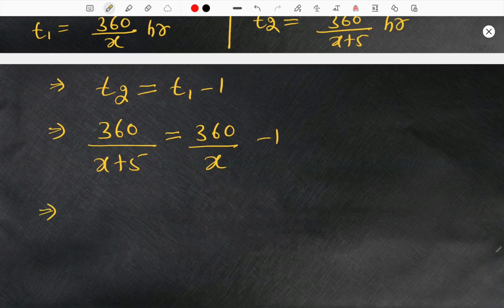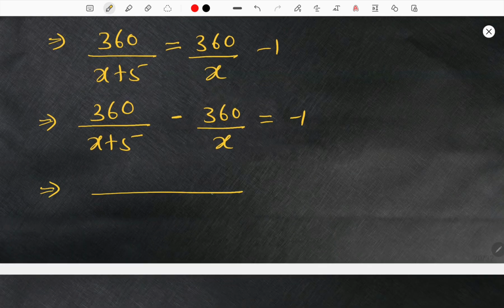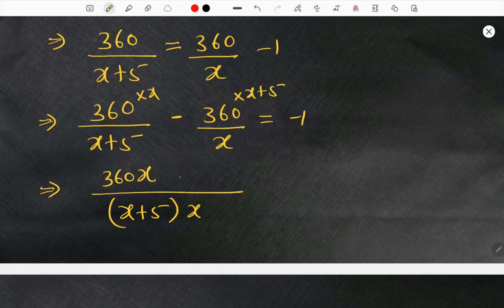ಹೌದಾ? ಅದಾದಮೇಲೆ ಈ ಡೇಟಾವನ್ನು ಈ ಕಡೆ ಕಳಿಸಿ, ಅಥವಾ -1 ಈ ಕಡೆ ಕಳಿಸಿ, ಯಾವುದಾದ್ರೂ ಮಾಡ್ಬೋದು, ಅದೇನು ಪ್ರಾಬ್ಲಮ್ ಇಲ್ಲ. ಸೊ 360/(x+5) ಅಂತ ಬರೀರಿ, ಮೈನಸ್ 360/x ಅಂತ ಬರೀರಿ, ಈಕ್ವಲ್ ಟು -1. ಕರೆಕ್ಟಾ? ಸೊ ಇಲ್ಲಿ LCM ಬಿಕಮ್ಸ್ (x+5) ಇಂಟು x. ಇದಕ್ಕೆ x ಇಂಟು ಮಾಡಿ, ಇದಕ್ಕೆ (x+5) ಇಂಟು ಮಾಡಿ. ಸೊ ಟೋಟಲಾಗಿ 360x - 360(x+5) ಈಸ್ ಈಕ್ವಲ್ ಟು ಟೋಟಲಾಗಿ -1 ಬಂತು.